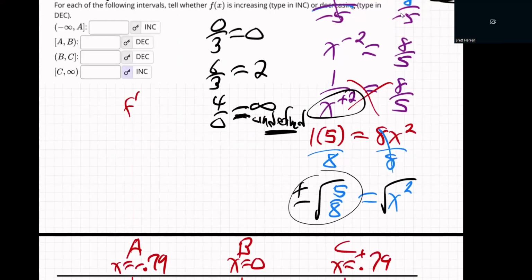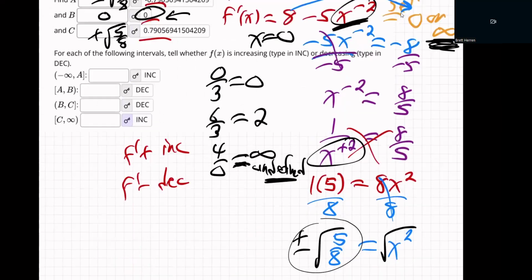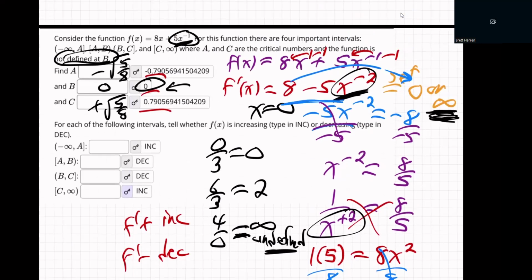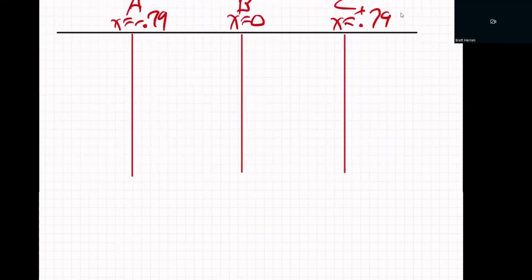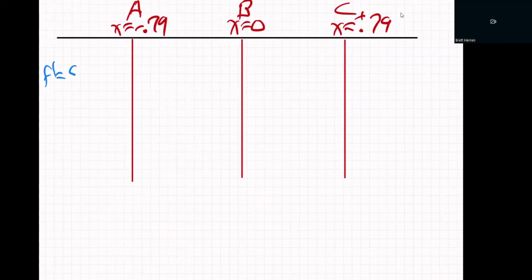What's going to tell us that? F prime positive is increasing. F prime negative is decreasing, right? First derivative, slope, up or down. So that means I've got to check the first derivative. What was the first derivative again? Right here: 8 minus 5x to the minus 2. First derivative is 8 minus 5x to the minus 2.